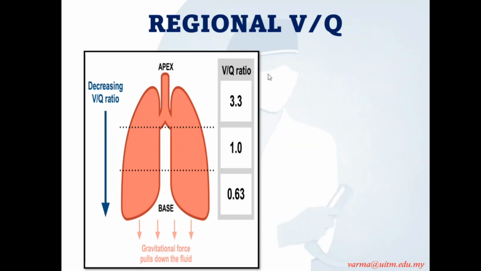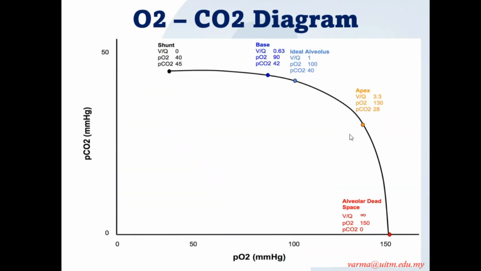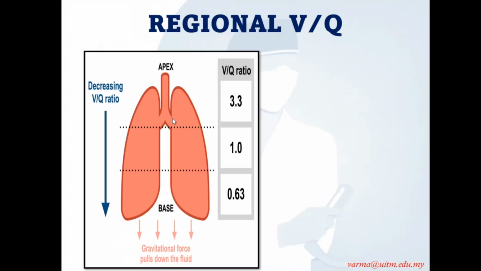So that brings us to the regional ventilation and perfusion differences in your lung. We talked about the absolute conditions of shunt and alveolar dead space in, let's say, a supine lung. But in a patient who is erect, from apex to base, there will be differences in ventilation and perfusion. From apex to base, there will be a decreasing VQ ratio. That means at the apex, your VQ ratio is high, and at your base, your VQ ratio is low, from 3.3 to 0.63. You have to know this value.